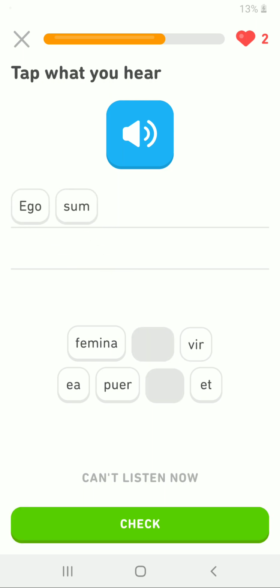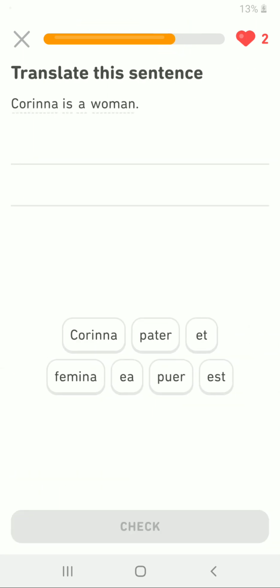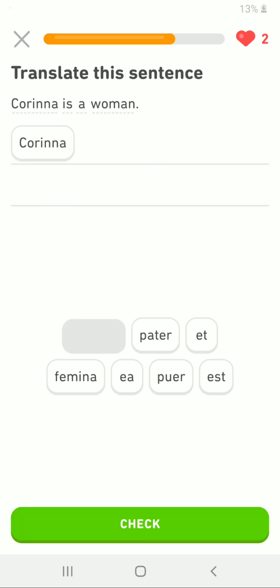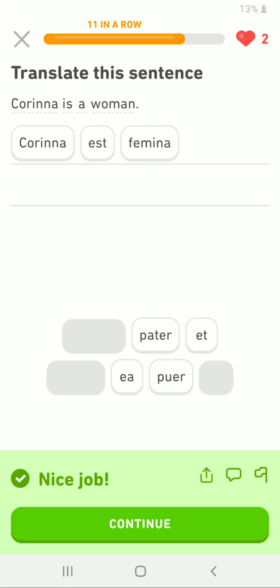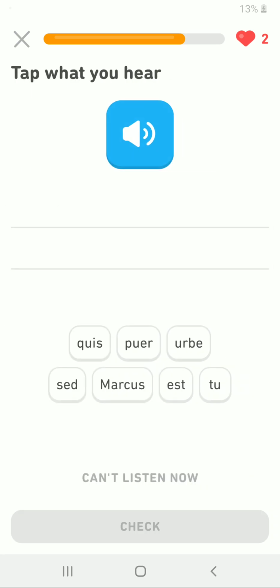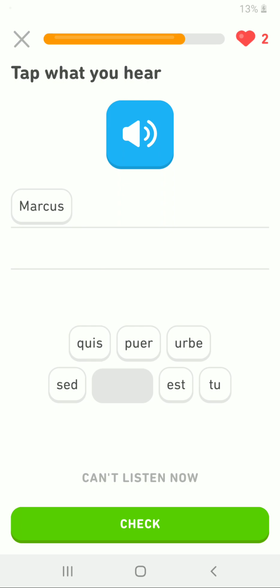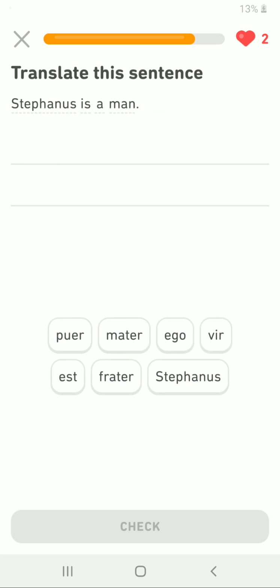Ego sum vir. Corinna is a woman. So Corinna est femina. Femina. Marcus est puer. So we know about this. Est.